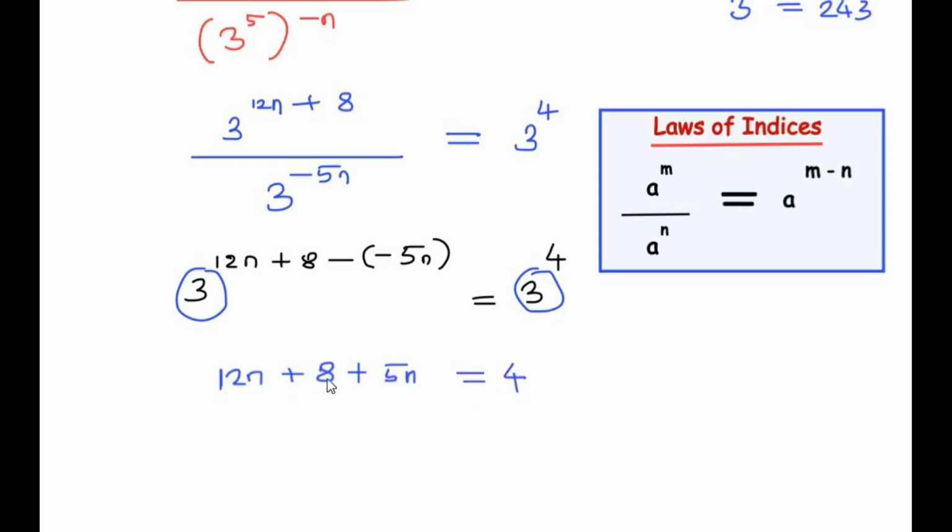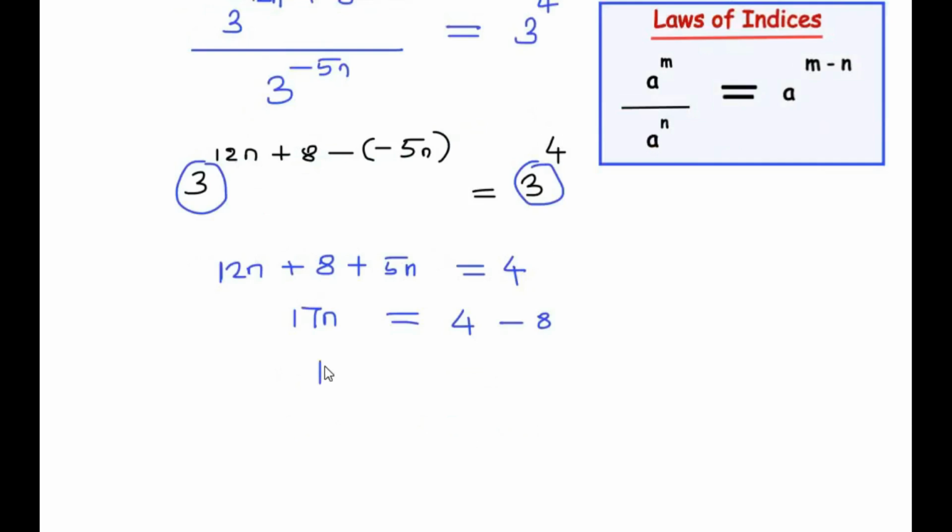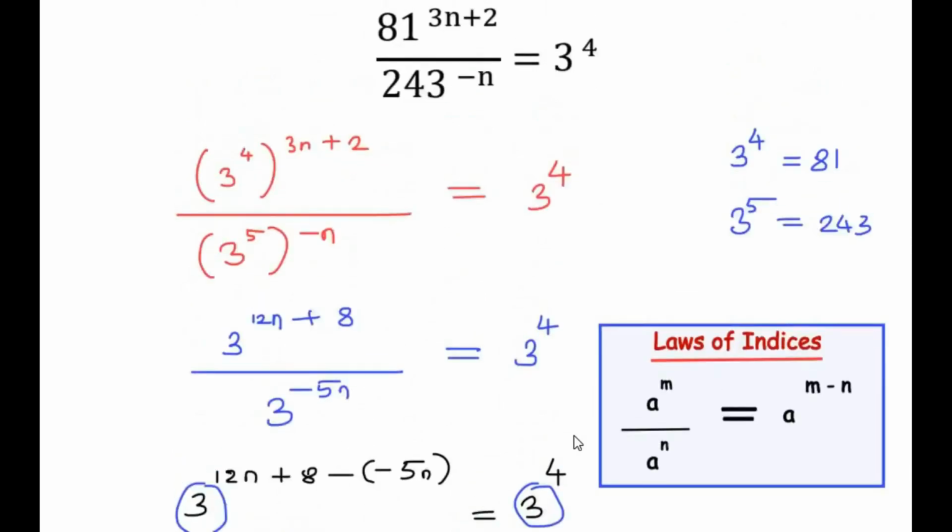Now let us add the like terms. 12n and 5n are like terms and that gives us 17n. And let us take plus 8 on the right hand side. So we get 4 minus 8. So we get 17n is equal to 4 minus 8 gives us negative 4, or the value of n is equal to negative 4 over 17. So this is the value of n for the given equation.